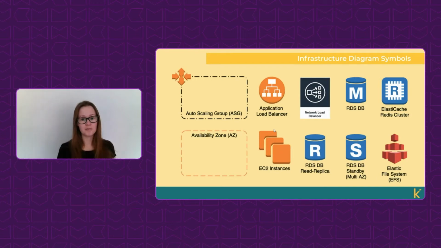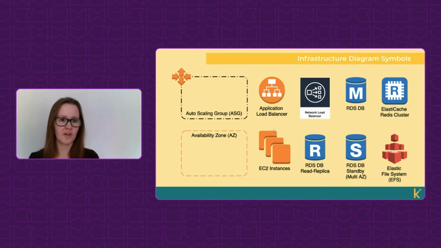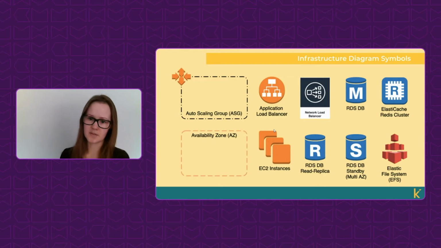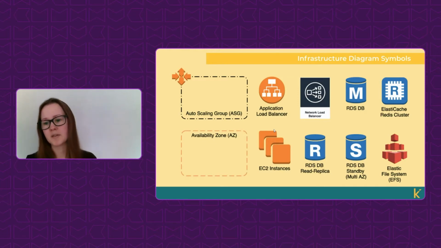So the infrastructure diagrams in the presentation aren't labelled. So the icons that you'll see coming up are on this page. As you can see, we've got auto-scaling groups, availability zones, your various database icons, EC2 instances, load balancers, Redis, and your Elastic file systems.